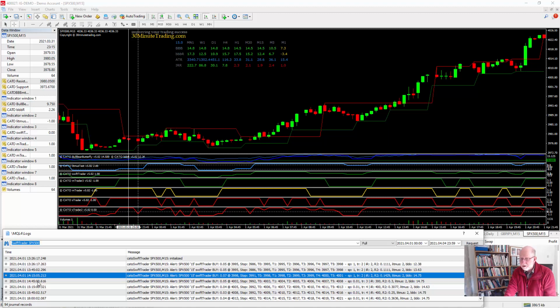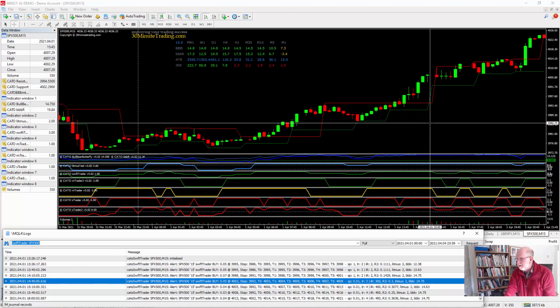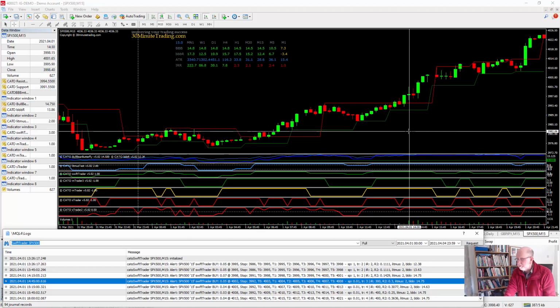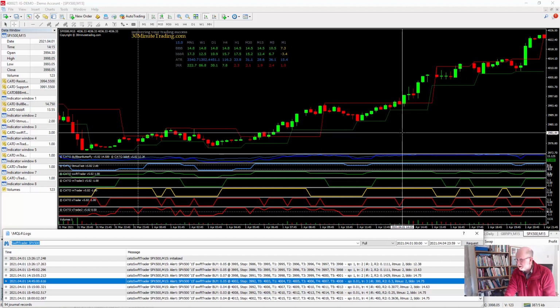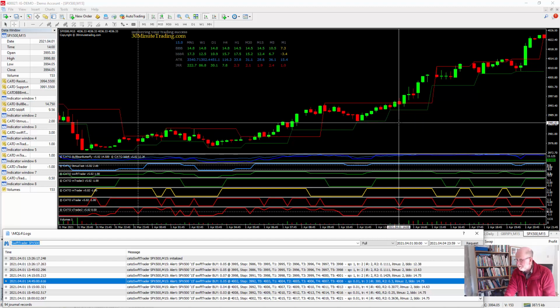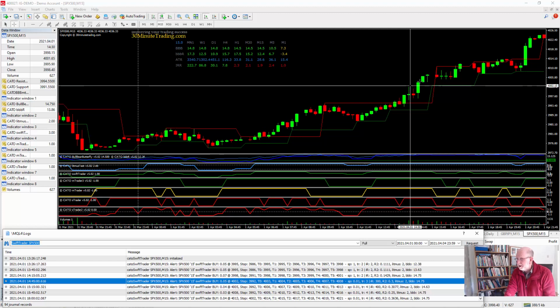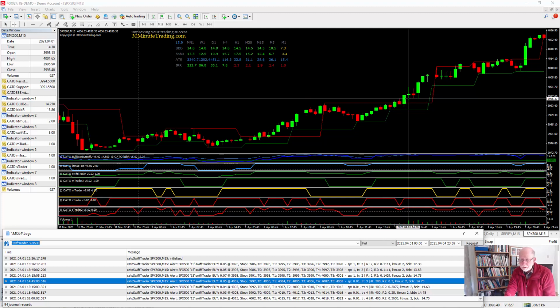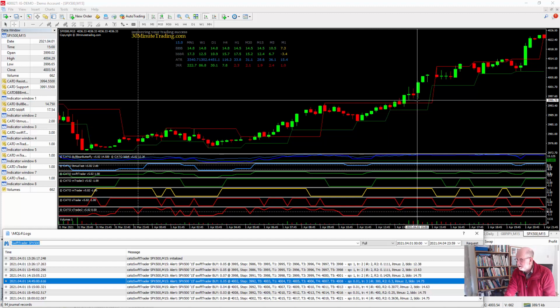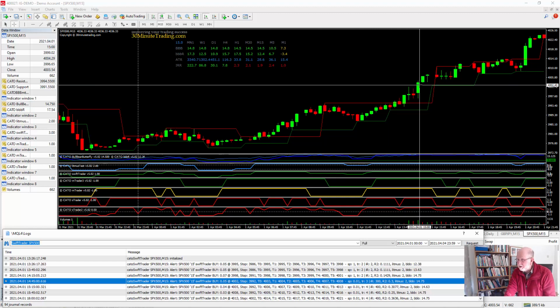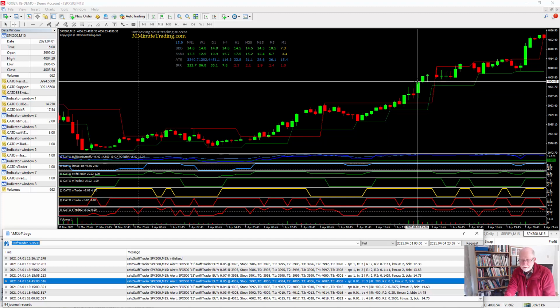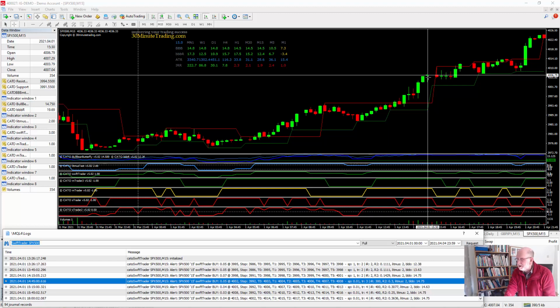So 14.15, we got another one, 14.45. Let's look at that. 14.15, that would be the close of the 1400 candle. That's the close of that one. 14.45, that's the close of the 14.30 candle there. So we get another entry there. Below that we get a 15.15, so that's the close of the 1500 candle, another entry there. 15.45, that's the close of the 15.30 candle, another entry there.